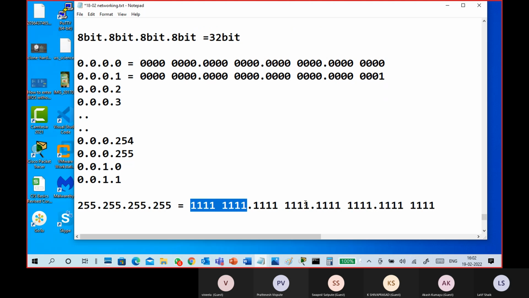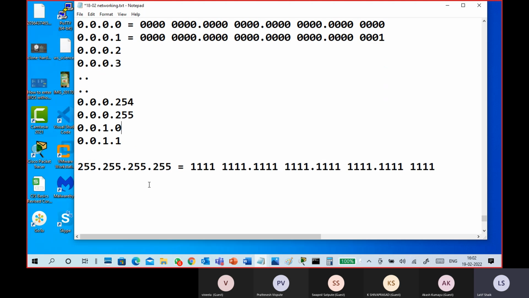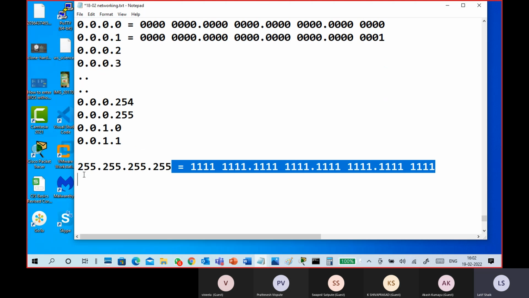So 1, 2, 3, 4. Okay, so finally, your IP addresses start with 0.0.0.0 and then 0.0.0.1, 0.0.0.2. It will increase and keep going, and finally we reach the last one, 255.255.255.255. So totally the IP addresses go from this to this.